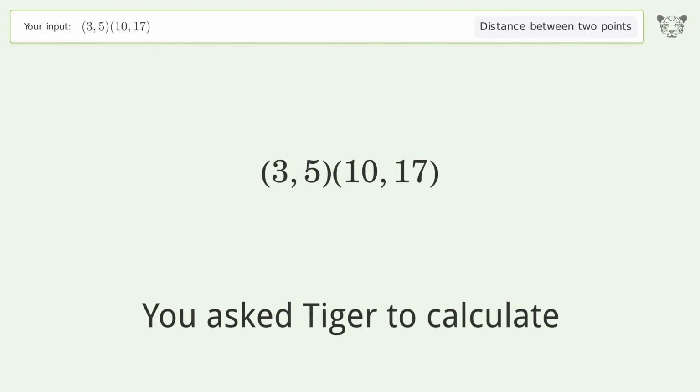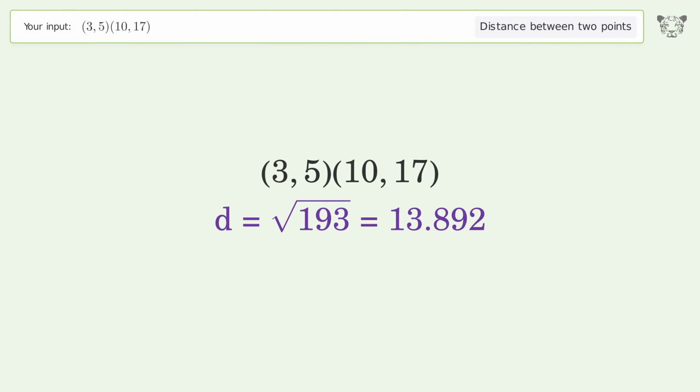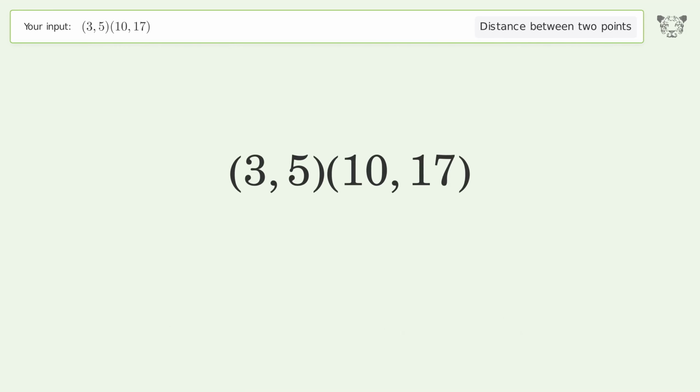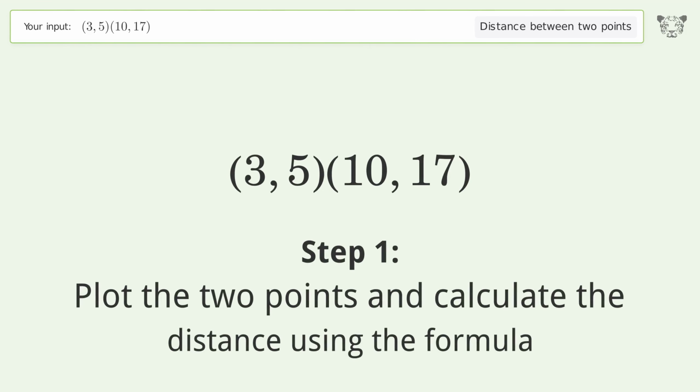You ask Tiger to calculate the distance between 2 points. The distance between the 2 points is the square root of 193, or 13.892. Let's solve it step by step. Plot the 2 points and calculate the distance using the formula.